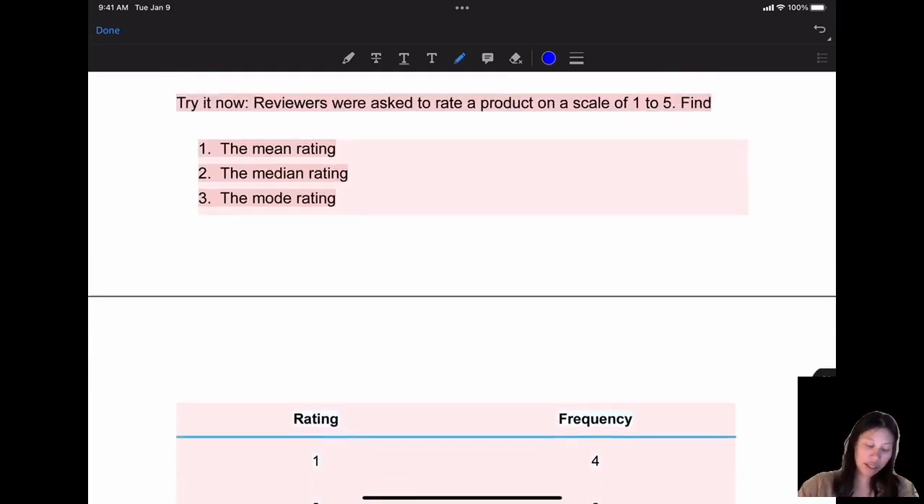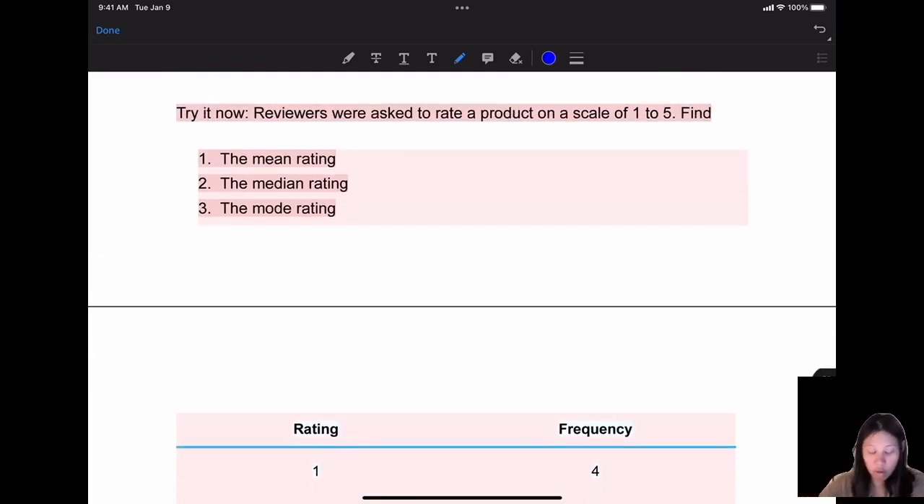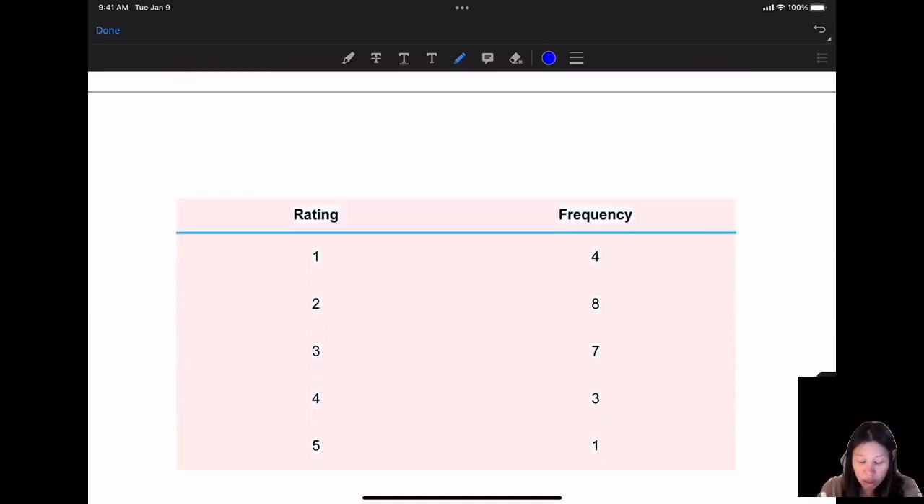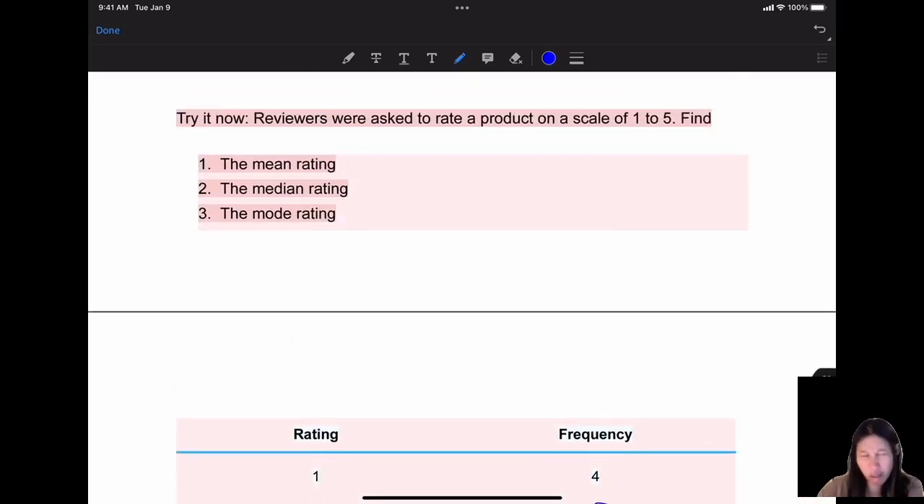So here's an example. The reviewers were asked to rate the product on the scale 1 to 5, and we want to find out the mean rating, the median rating, and the mode rating. So the mode should be the easier one. So let's look at what has the highest frequency. Rating 2, right? I mean, let's say 2 stars. So mode should be the 2 star.